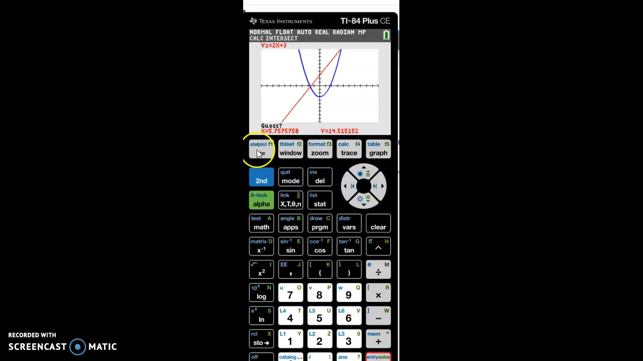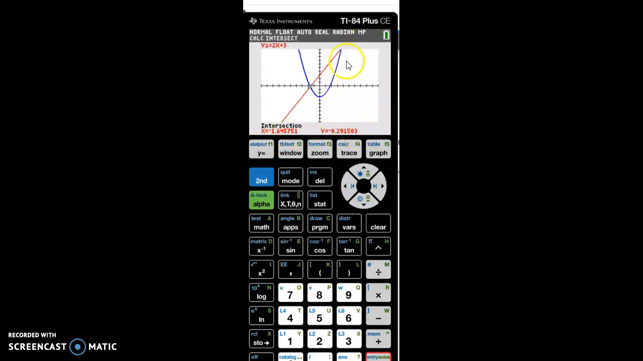And then the third thing it's always going to ask you is to make a guess. And that is to move your cursor somewhere near the intersection that you want. Because notice here I've got two of them. So let's say I want to find the one down here. I don't have to have the cursor exactly there, but as long as I am somewhere near it, closer than the other intersection point, and press enter, boop, it will tell me the intersection is negative 1.645751 and the y value that goes with it.